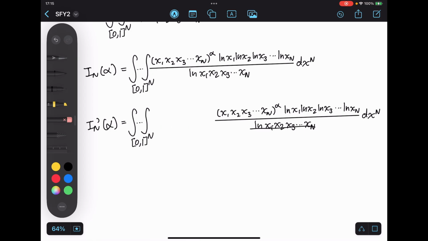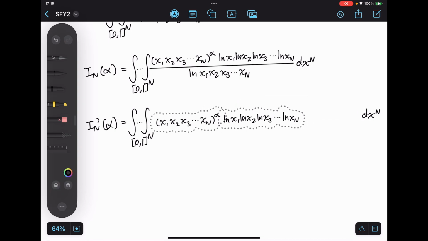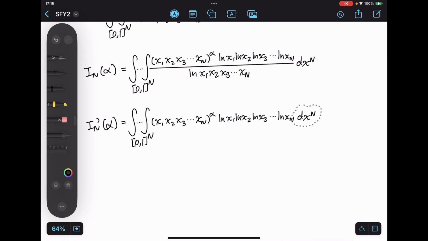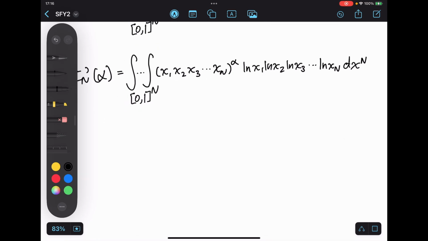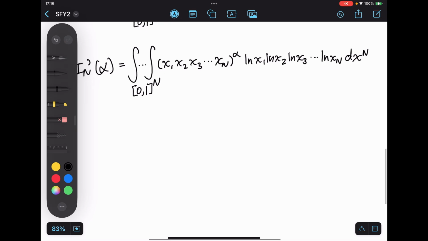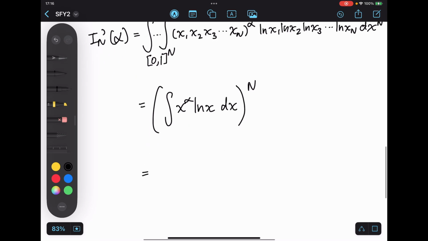And so that leaves me with just this. I can get rid of the denominator. And what did I say that meant? That means that we can separate this into a product of integrals, and not just a product of integrals, but the product of the same integral, which means we'll end up with the integral of x to the power of alpha log x dx, to the power of capital N. I'm just going to turn these into round brackets because I like that more. That's from 0 to 1.